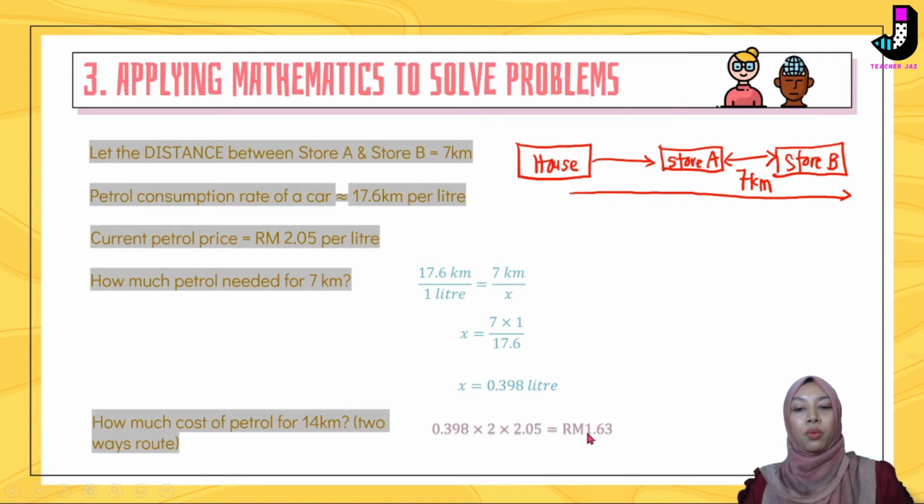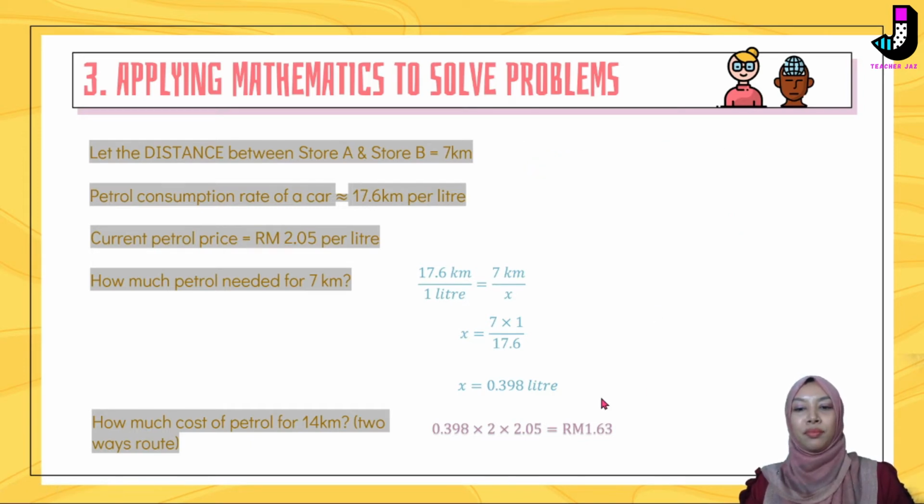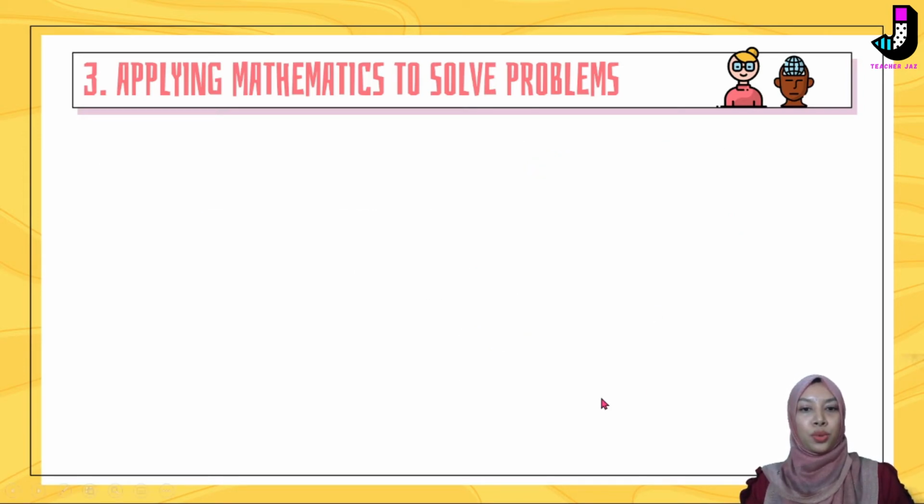So it will be RM1.63. Means that the cost of petrol here from the store A to store B and back again to store A is RM1.63. So is it worth it? Yeah. So this is what you need to do.